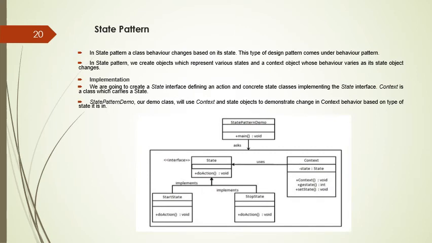State pattern. In state pattern, a class behavior changes based on its state. This type of design pattern comes under behavior pattern. In state pattern, we create objects which represent various states and context objects whose behavior varies as its state object changes. We are going to create a state interface defining an action and concrete state classes implementing the state interface. Context is a class which carries a state. State pattern demo or demo class will use context and state objects to demonstrate change in context behavior based on type of state it is in.